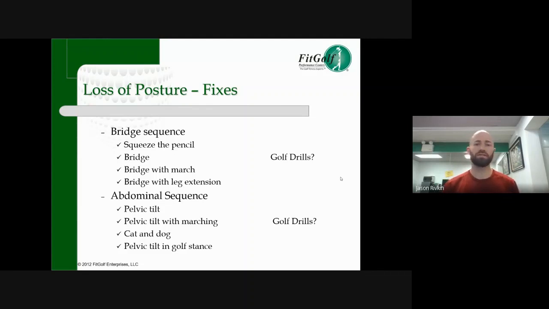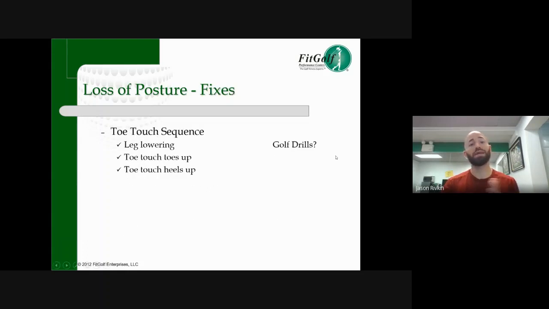Abdominal exercises such as pelvic tilting. Greg showed you an example of that on his hands and knees where he's rocking the pelvis back and forth. That's called cats and dogs. Pelvic tilting in golf posture. All these things train the abs how to contract properly in the golf swing, which will, of course, add stability for your golfer and potentially prevent them from losing their posture.